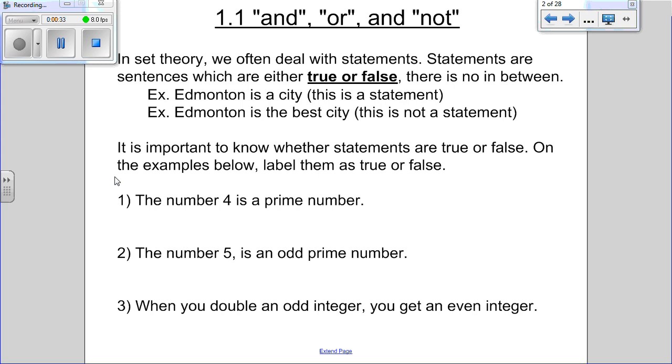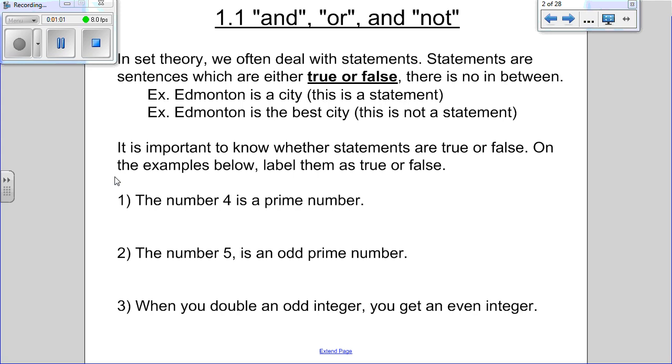The one below says Edmonton is the best city, which would be considered an opinion. To me, I might say yeah, Edmonton's the best city, but Lexi might say no, Edmonton's not the best city. This can be argued over because it's opinion. The first one is fact, no arguing over it. We're going to be dealing with facts. So anytime you have to write a statement or talk about a statement, you want to use fact-based statements. And you can always label those as either true or false.